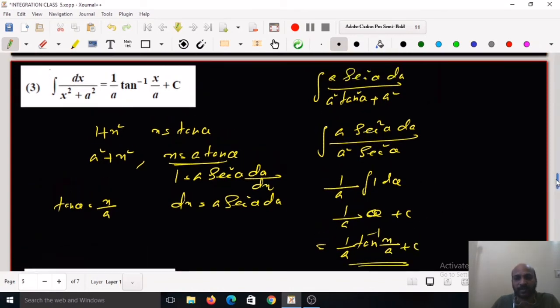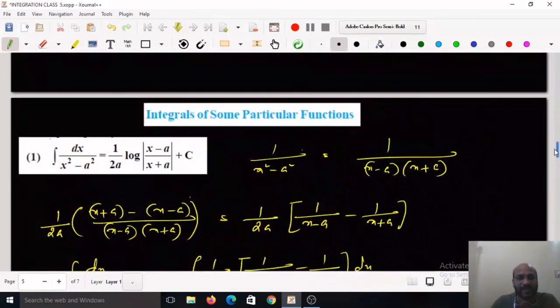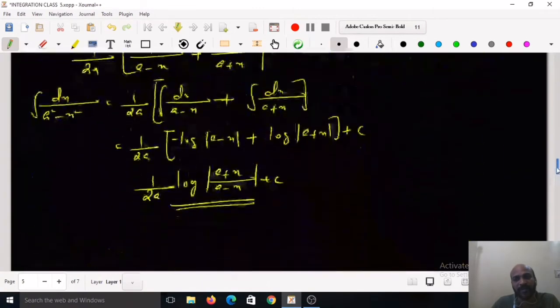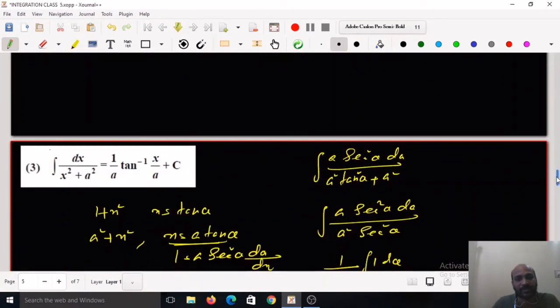So these are three standard results, in which the denominator has no root. Next we have three more formulas, with the denominator having a root.